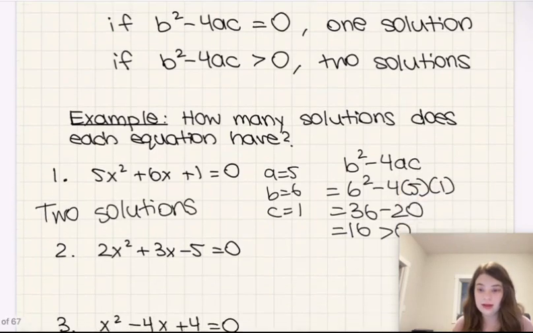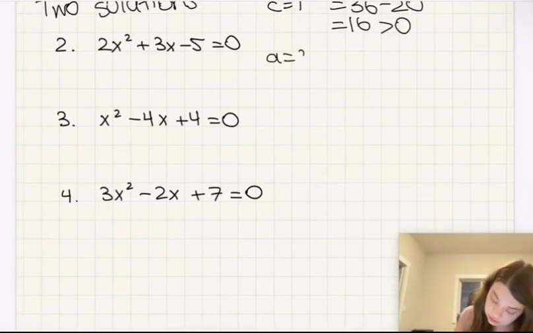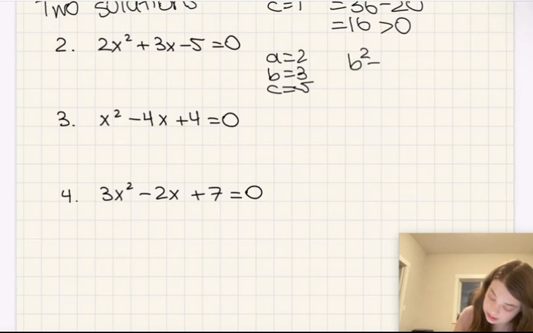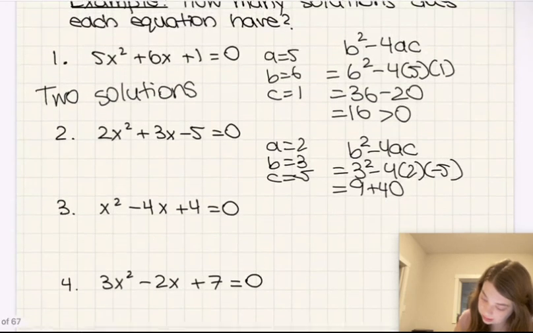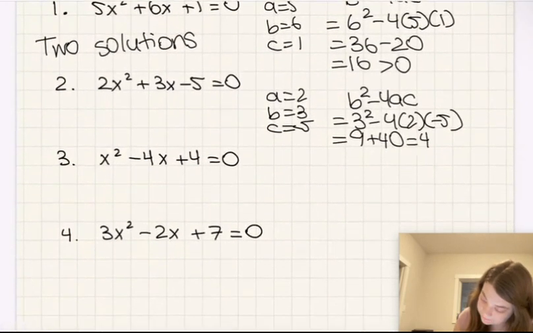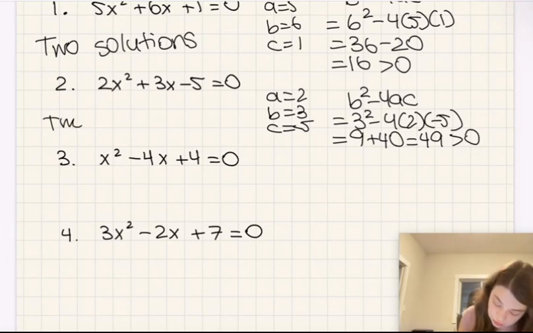All right, let's move to the second one. In this case, a is equal to 2, b is equal to 3, and c is equal to negative 5. So we want to find b squared minus 4ac, which is 3 squared minus 4 times 2 times negative 5, which is 9 plus 40, which is 49. And that is also greater than 0. So therefore, there are two solutions.